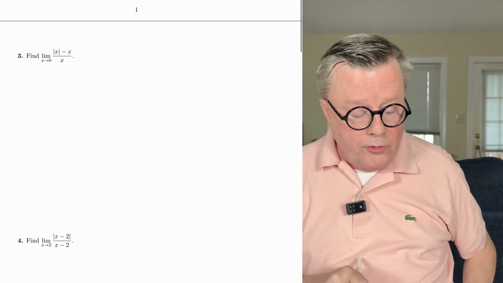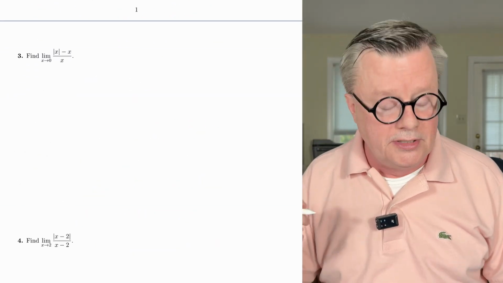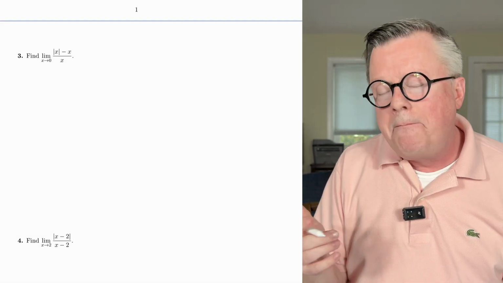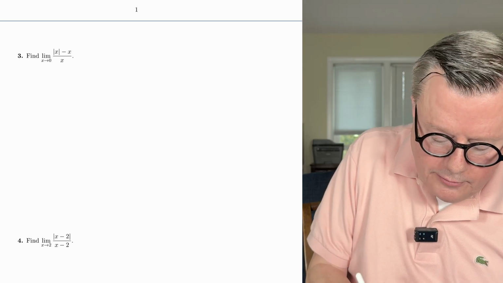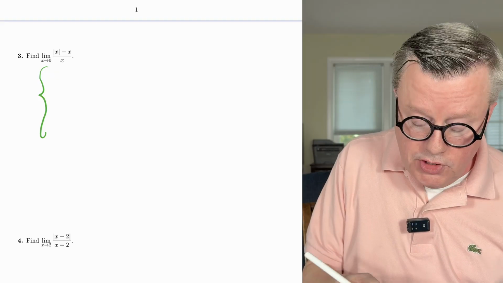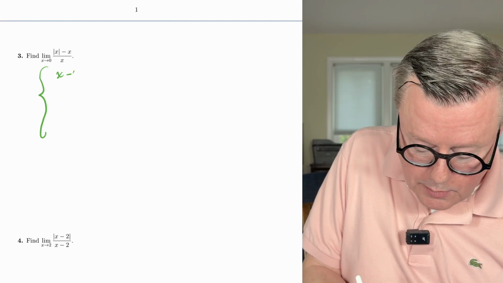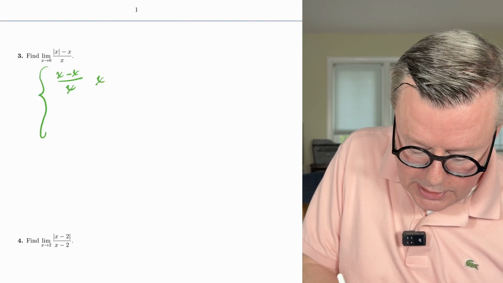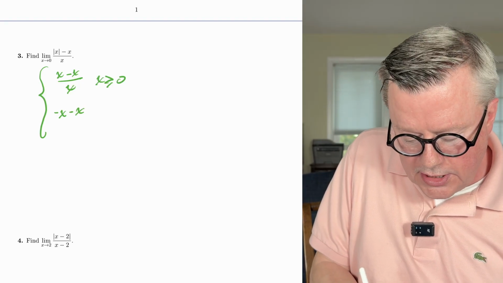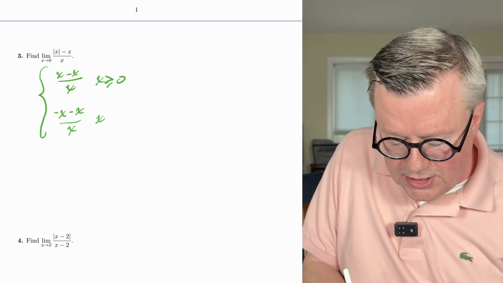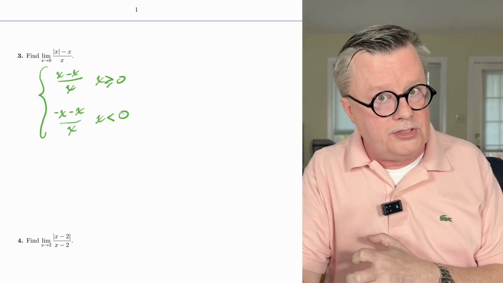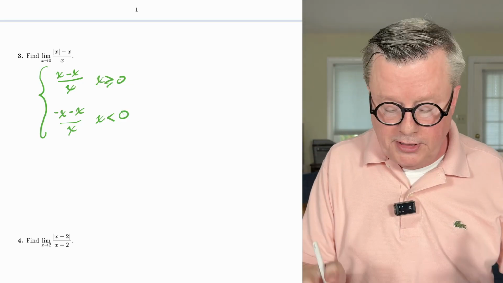All right, on to number 3. Same secret, same kind of approach. I'm going to rewrite this function to be a piecewise function with that absolute value. When x is positive, I'm going to have x minus x over x. That's for x bigger than or equal to 0. And it's going to be negative x minus x over x for x less than 0. In other words, I'm replacing absolute value with x and with negative x in appropriate places.